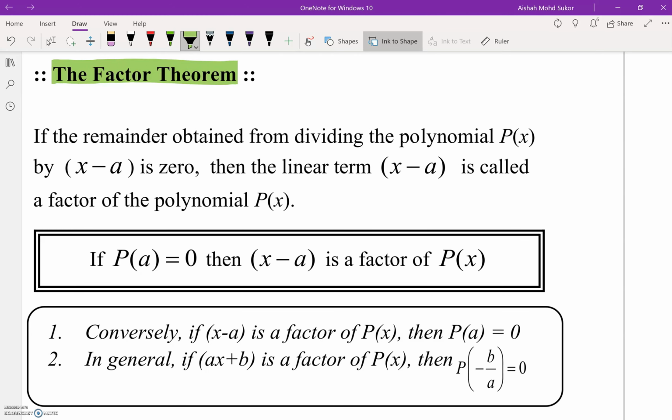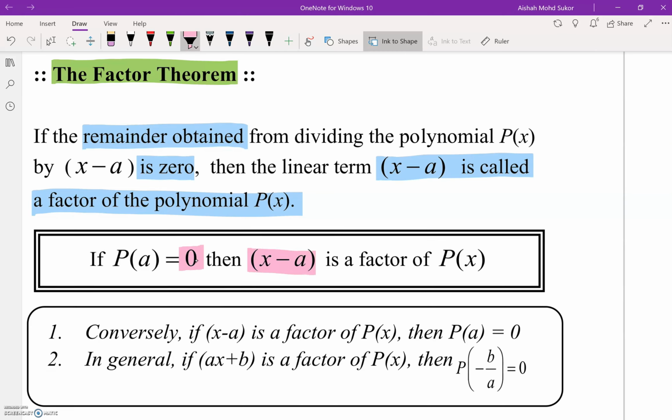Factor theorem. If the remainder obtained from dividing the polynomial p(x) by x minus a is 0, then the linear term is called a factor of the polynomial. It means that if we have a 0 remainder, then x minus a is a factor of p(x). If x minus a is a factor of p(x), then p(a) is equal to 0. If ax plus b is a factor of p(x), then p(negative b over a) is equal to 0.